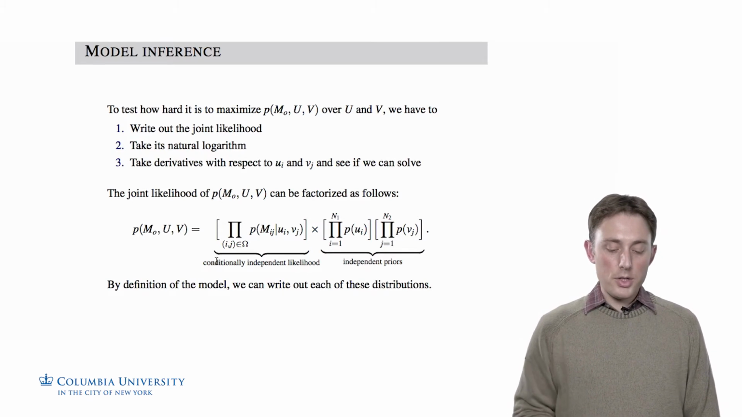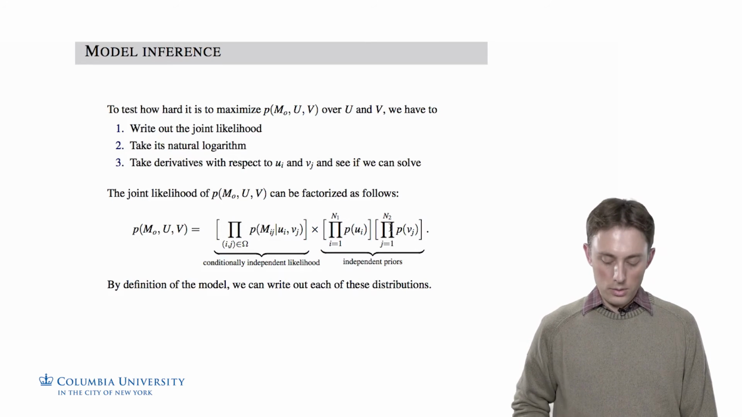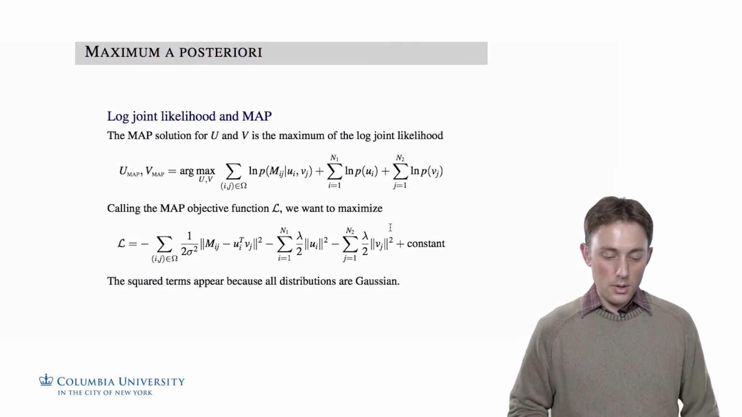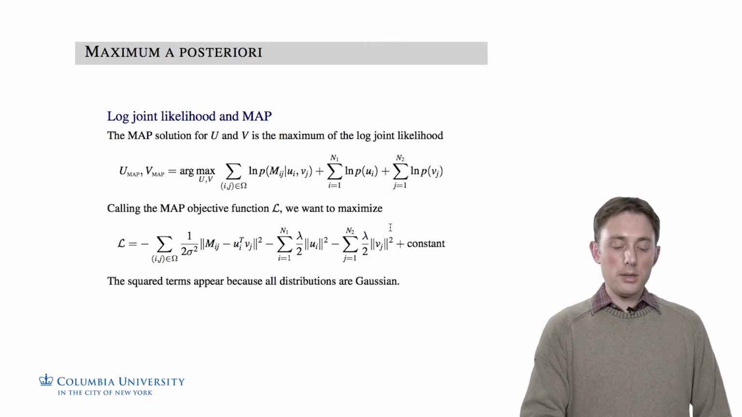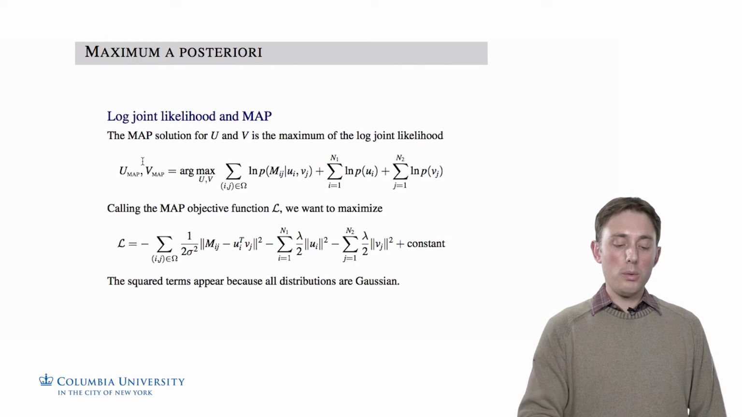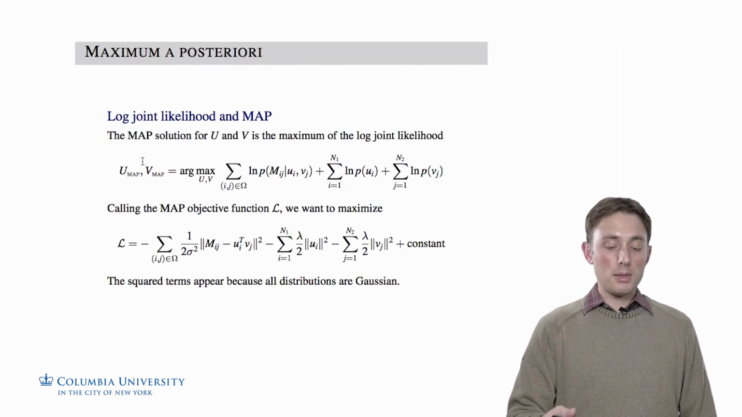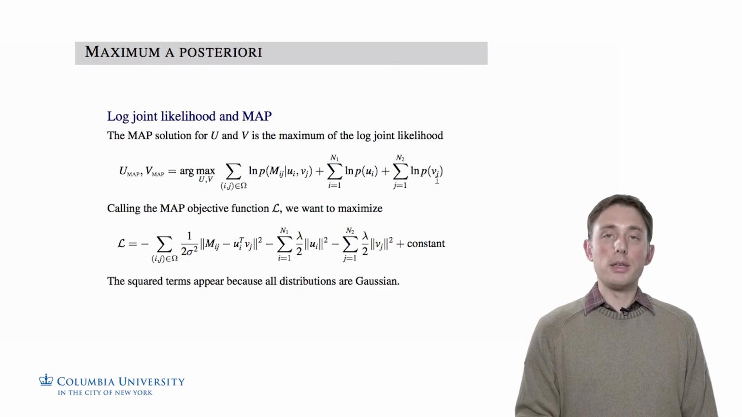And so by definition, we can write out each of these. This is a Gaussian, and these are all also Gaussian. So we take this likelihood, we take its log, and we get the objective that we're trying to maximize. What we want to do when we do MAP inference, maximum a posteriori, is to find the values for the matrix U and V that maximizes the log of the joint likelihood.